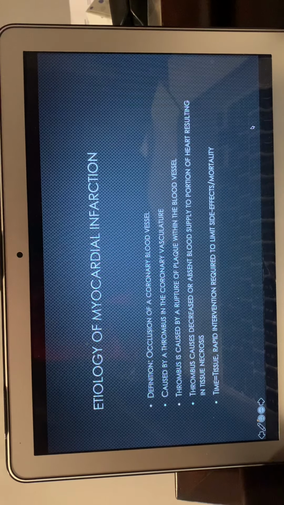So the thrombus causes decreased or absent blood supply to that portion of the heart, resulting in tissue necrosis. We kind of covered that, but that's actually what occurs when that thrombus lodges in there: we start to see tissue necrosis and the tissue dies over time if not properly treated. So I just mentioned time equals tissue. Rapid intervention is required to limit side effects as well as decrease mortality. The faster we can treat these patients and reestablish blood supply to that part of the heart, the less damage we'll see, and overall the fewer side effects and less chance of death we'll see in these patients.